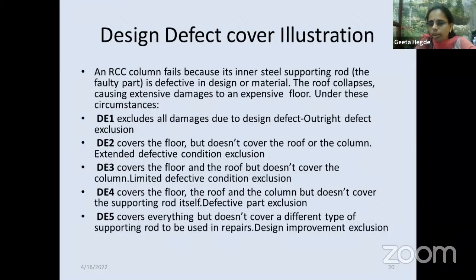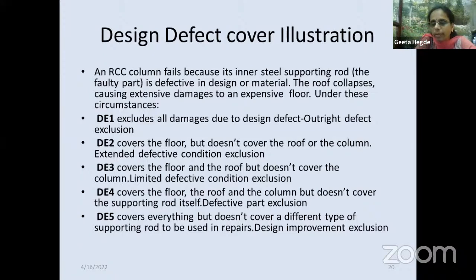So the floor is the most unconnected part. Next is the roof, which is a little bit connected. The column is directly connected to the defect, and the rod is the actual defective part. So of the various clauses, DE1 will exclude all damages because there is a design defect. It's an outright defect exclusion clause.